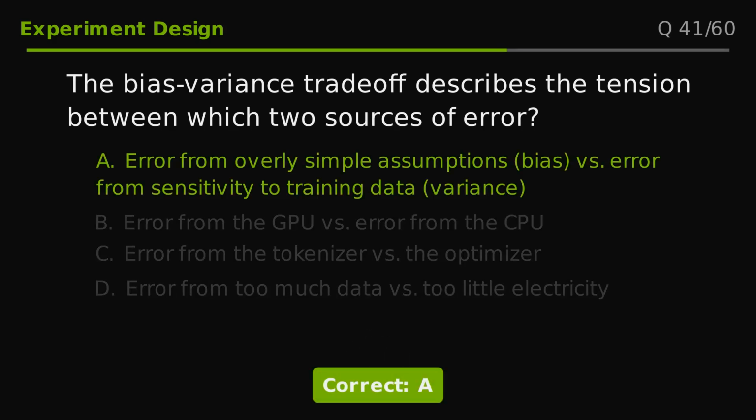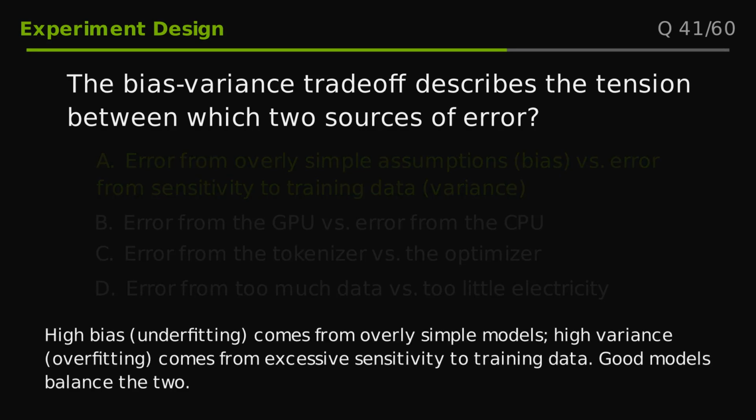The correct answer is B. High bias, underfitting, comes from overly simple models. High variance, overfitting, comes from excessive sensitivity to training data. Good models balance the two.